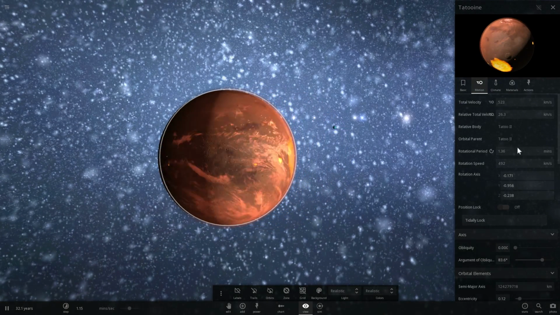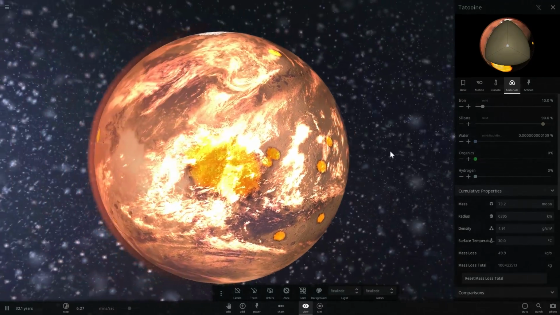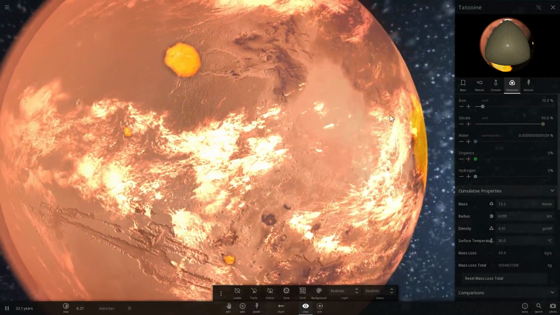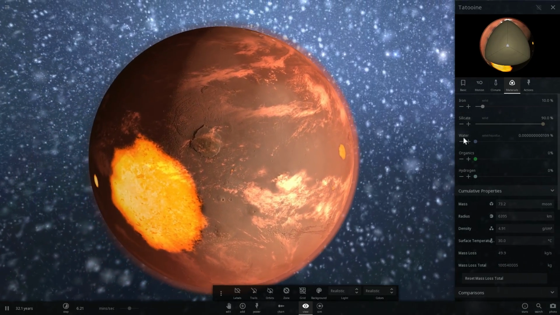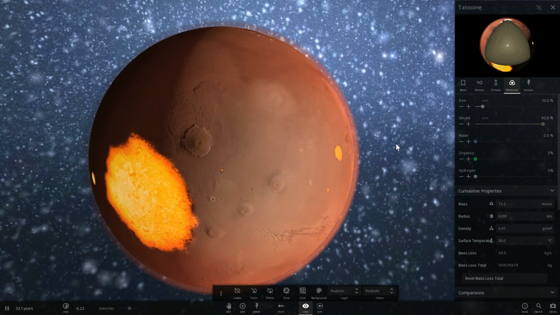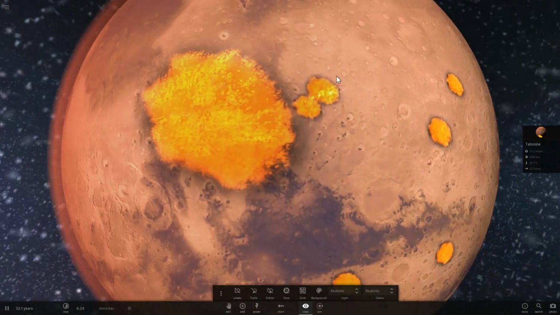It's moving a little bit too fast, and we're gonna decrease its speed. And interestingly, this little collision even brought water to this planet, so we now have clouds and a little bit of water on the surface, but we're going to remove this just to make it more realistic, because Tatooine has no water except for some of it in the atmosphere.